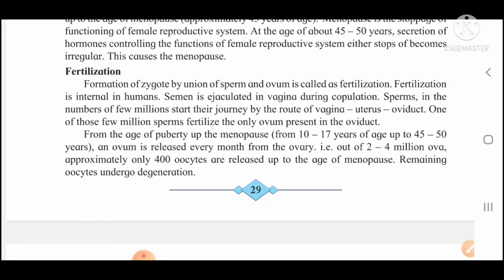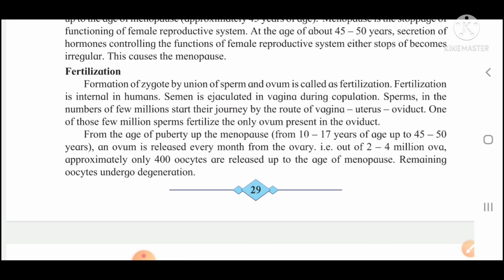From the age of puberty to menopause, from 10 to 17 years of age up to 45-50 years, an ovum is released every month from the ovary. देखिए ये होता है कि फीमेल में 10 to 17 years के बीच में मैच्योरिटी आ जाती है, ठीक है, गर्ल्स में मैच्योरिटी आ जाती है और ये मैच्योरिटी चलती है टिल द एज ऑफ 45 to 50 years तक. An ovum is released every month from the ovary.